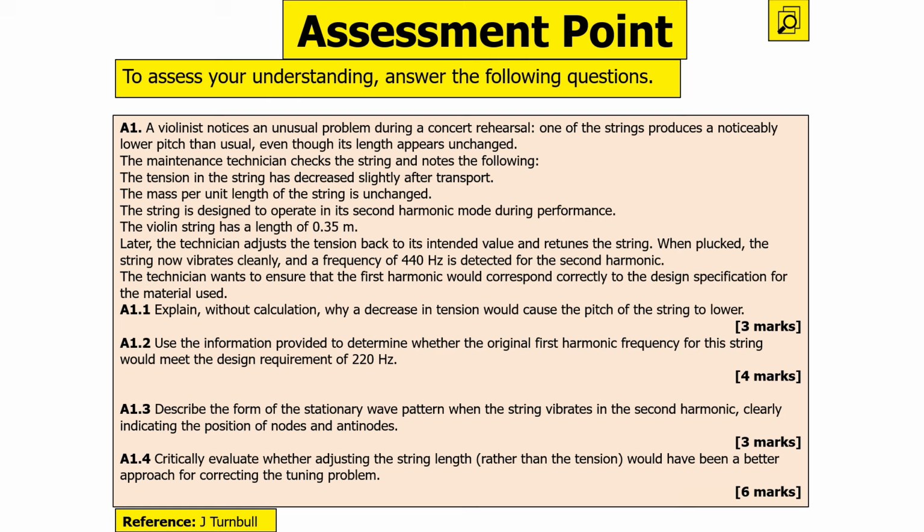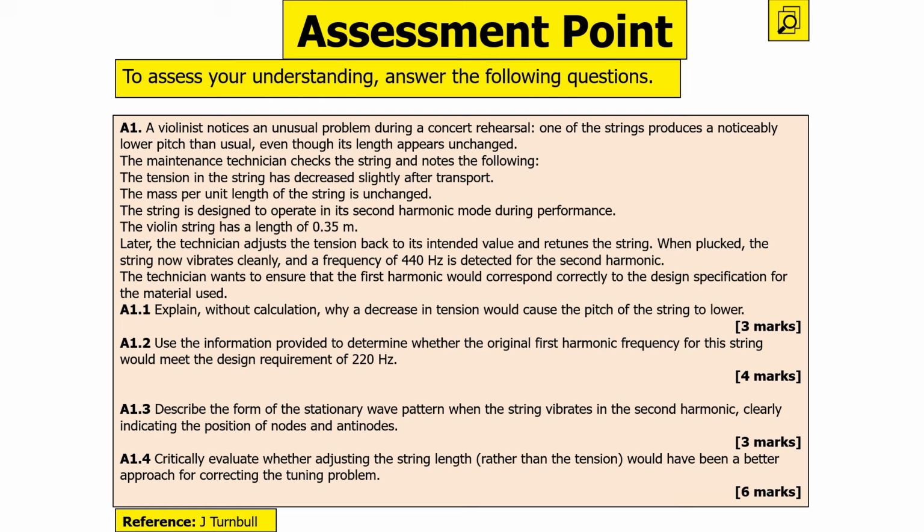The violin string has a length of 0.35 meters. Later, the technician adjusts the tension back to its intended value and retunes the string. When plucked, the string now vibrates cleanly and a frequency of 440 Hz is detected for the second harmonic. The technician wants to ensure that the first harmonic would correspond correctly to the design specification for the material used. Explain, without calculation, why a decrease in tension will cause the pitch of the string to lower.